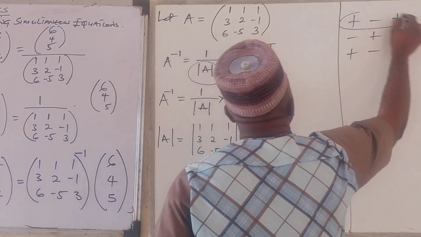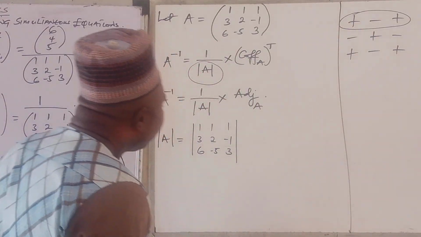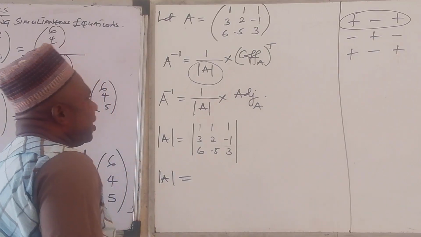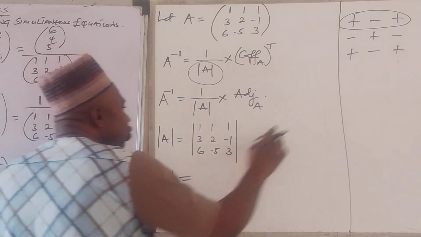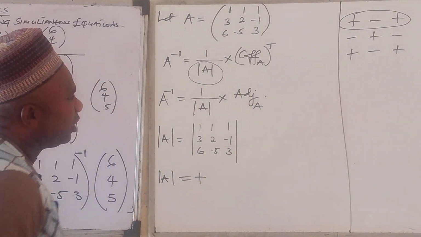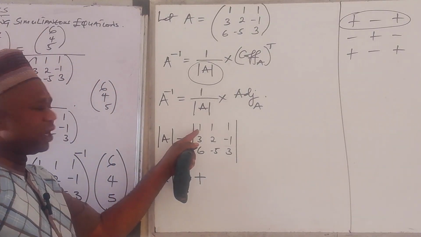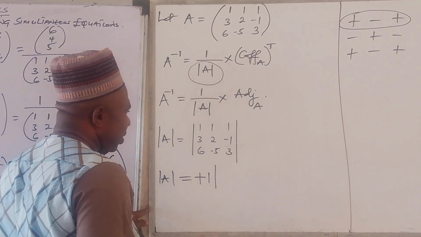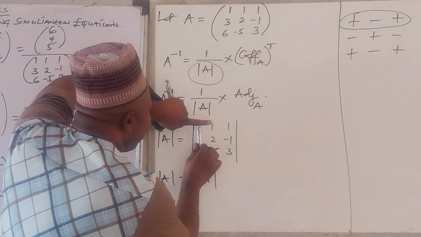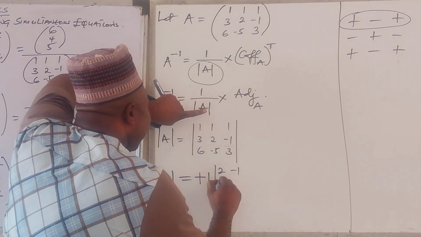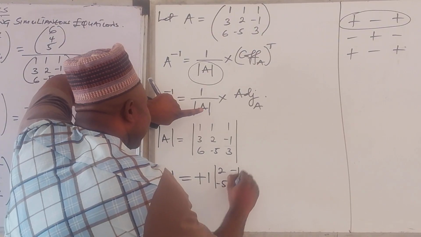So I want us to use the first row. If you're using the first row, the determinant of A will be the determinant of this. You pick the first sign, plus, which tallies with the number 1 here. So you have 1, you open. Now you close the column and the row of that 1. So we have 2, minus 1, minus 5, and 3.